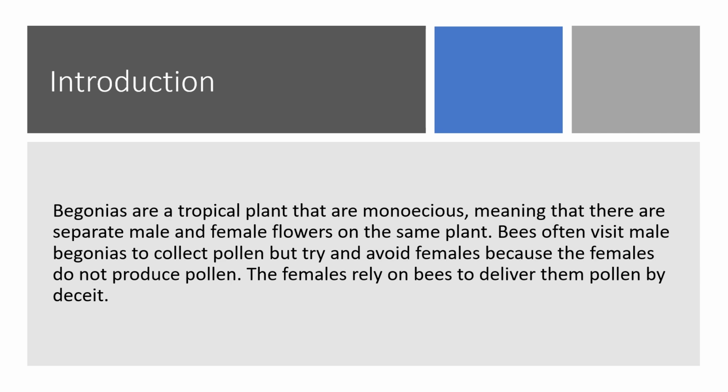Introduction. Begonias are a tropical plant that are monoecious, meaning that there are separate male and female flowers on the same plant. Bees often visit male begonias to collect pollen, but try and avoid females because the females do not produce pollen. The females rely on bees to deliver them pollen by deceit. So basically, the females just try to imitate the male plants in hopes that the bees will land on them and give them pollen so that they can sexually reproduce.